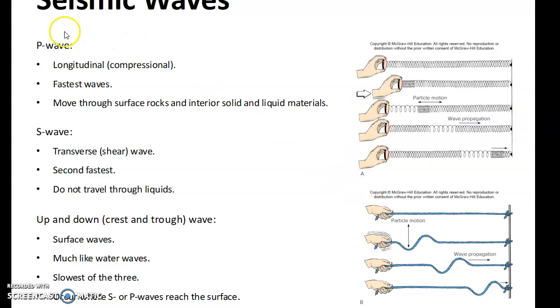Okay, so that you have your P wave, S wave, up and down crest and trough wave. These are the ones you think of as if it were the up and down buckling on a surface. Okay, slowest, second fastest, fastest.